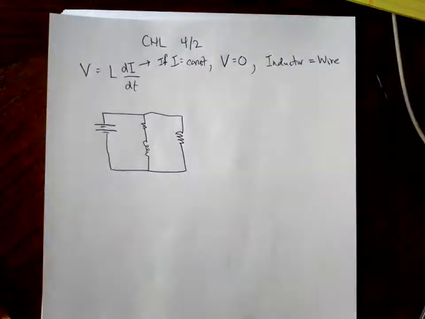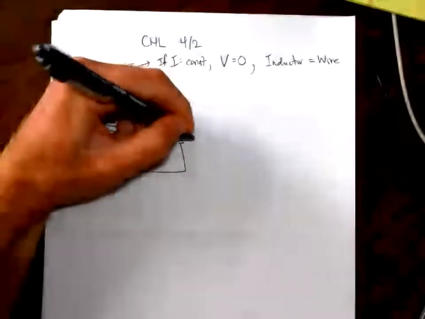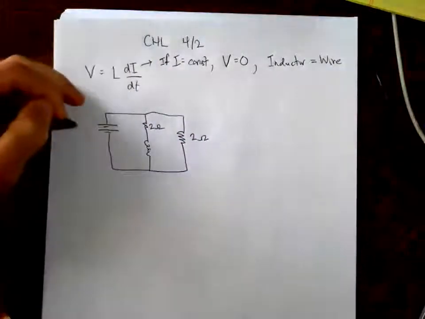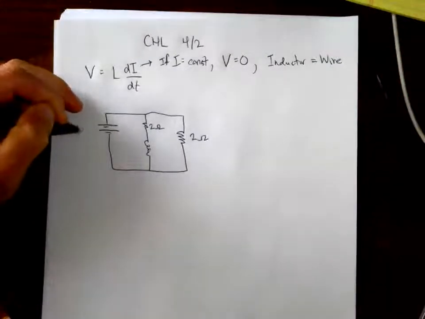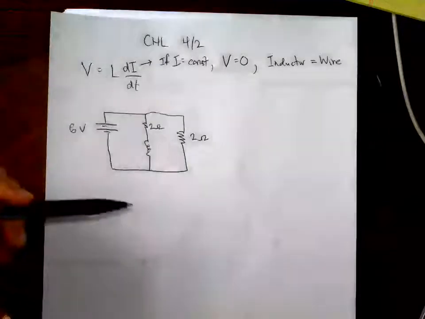All right. And let's say that this is 2 ohms and this is 2 ohms. And this is, I don't know, a 6 volt battery. On for a long time.